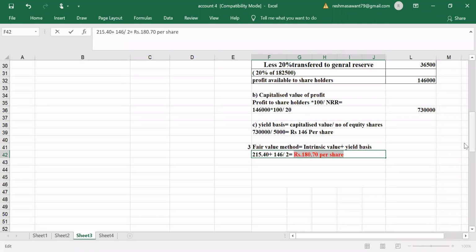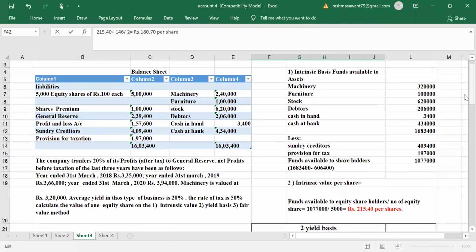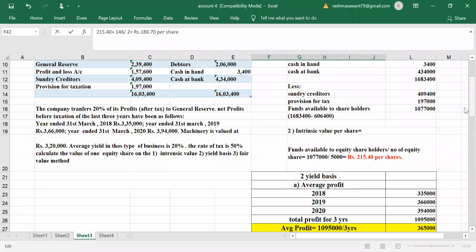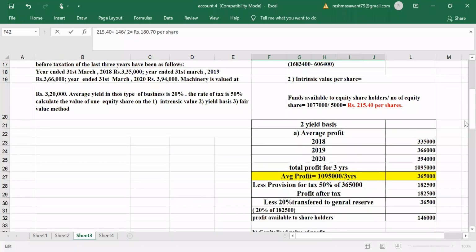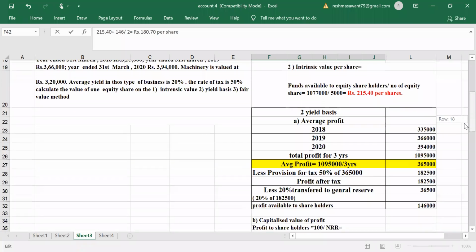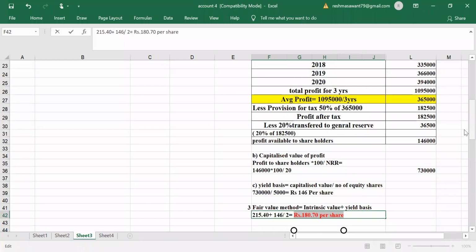Now we discuss the first, intrinsic value, calculated as assets minus liabilities. Formula: funds available to equity shareholders divided by number of equity shares. Then we use the yield basis method. In this method, we calculate average profit, whatever the profit given divided by number of years, less provision for tax, percentage given. Then profit after tax less the transfer to general reserve, 20%. Use the formula for profit available to shareholder.